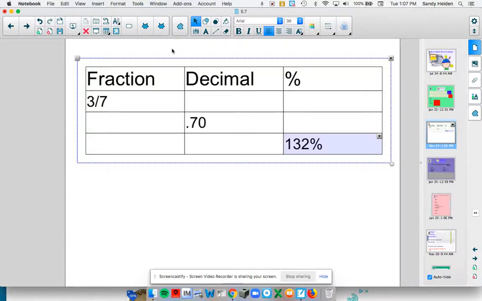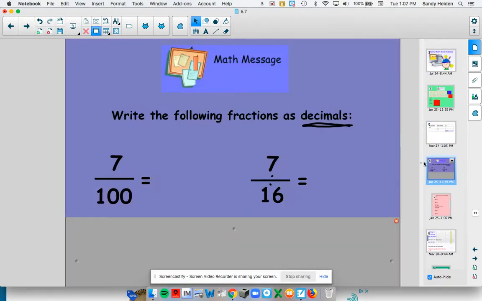We're going to work on changing from fractions to decimals to percent. We will come back to this chart. First, don't forget the easy ones. You already know what 7 over 100 says.